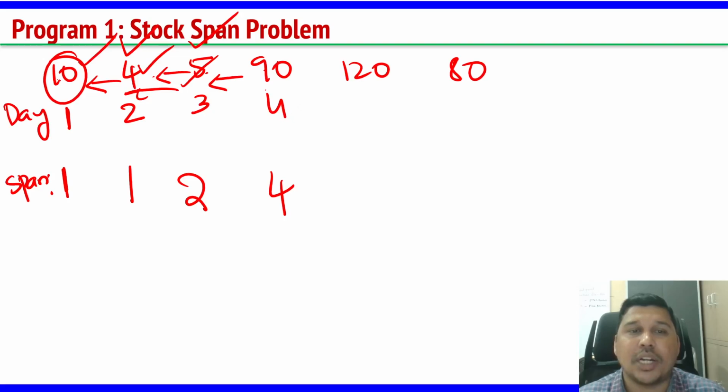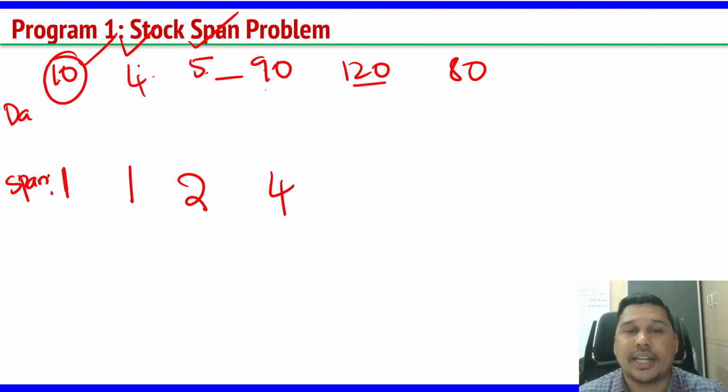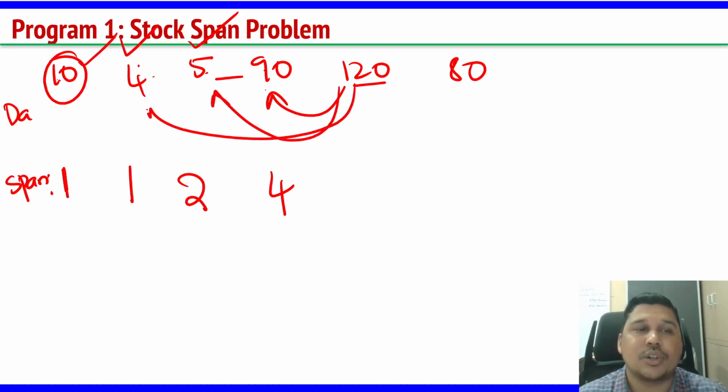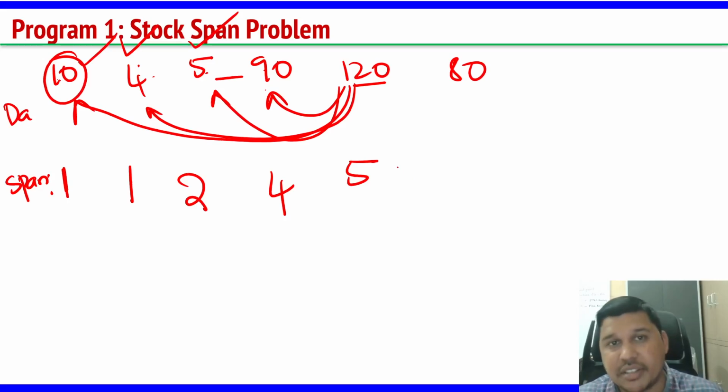Then came our 120, right? Then we got 120 here. Check the previous day. It is less than 120. This is also less than 120. This is also less than 120. This is also less than 120. Right? So the span value is 5 here. It means consecutively 5 days the stock price was less than today's price. You have to include that day also.